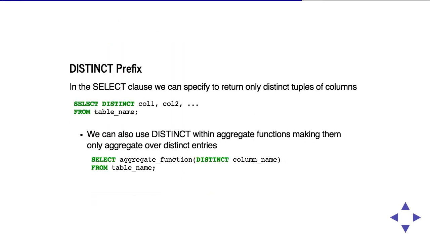The distinct prefix basically makes sure that each row value returned is distinct. We can also use distinct values within aggregate functions, making sure that it only aggregates over the various distinct entries inside of it.